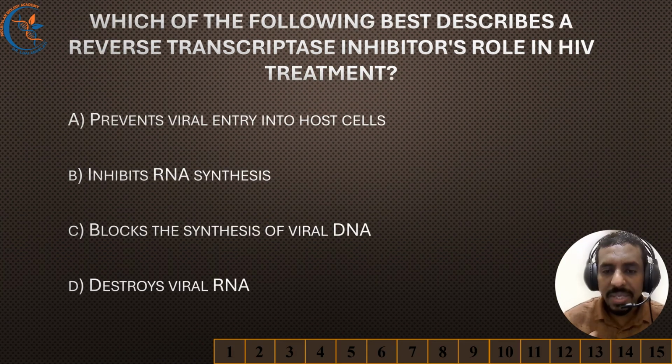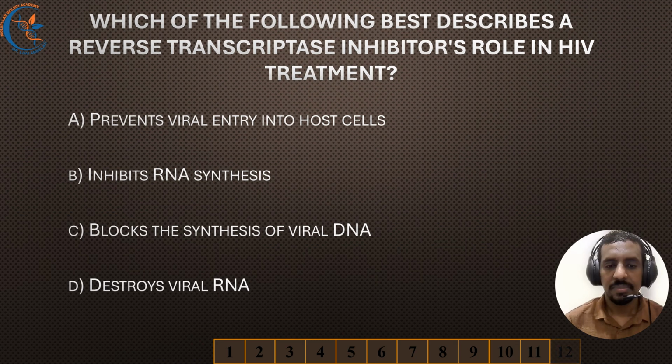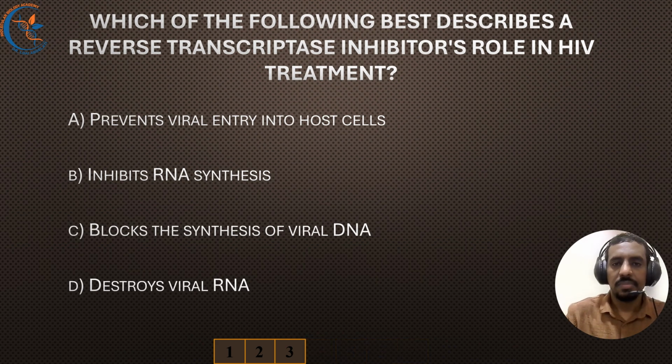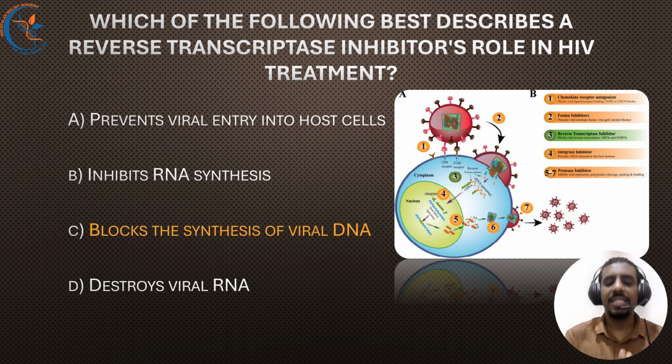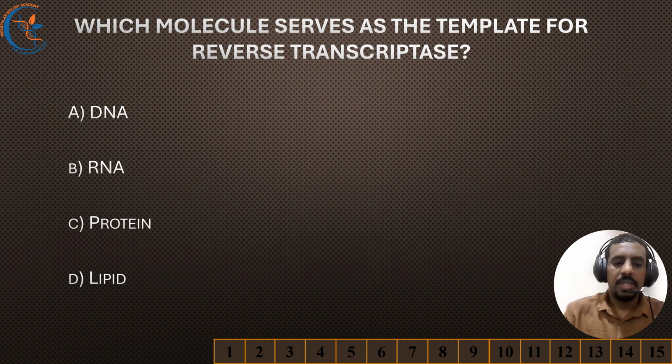Which of the following best describes the role of reverse transcriptase inhibitors in HIV treatment? The correct answer is blocks the synthesis of viral DNA from RNA. Actually, reverse transcriptase inhibitors prevent the conversion of viral RNA into DNA, thus inhibiting the replication cycle of HIV. All right. The next question.